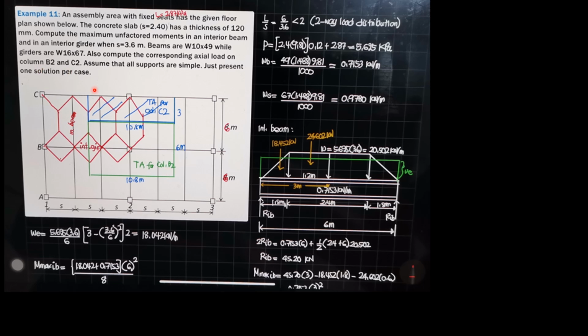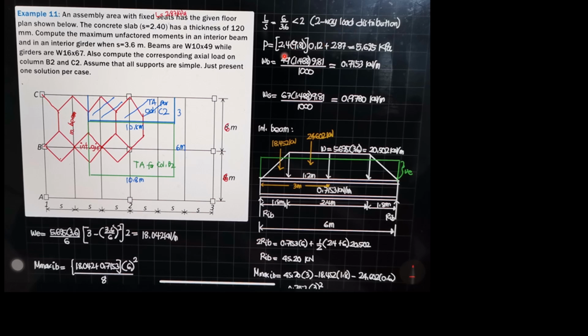And C2. So this is C2. This is the tributary area for column C2. So first, let's evaluate L over S. L, I change it to 6. Then S is 3.6, so it is less than 2. So the loading distribution is two-way.